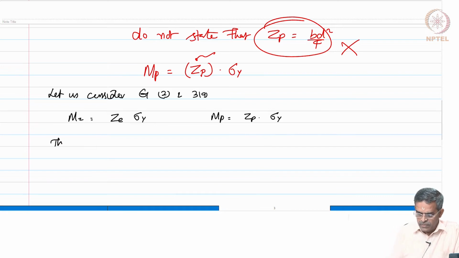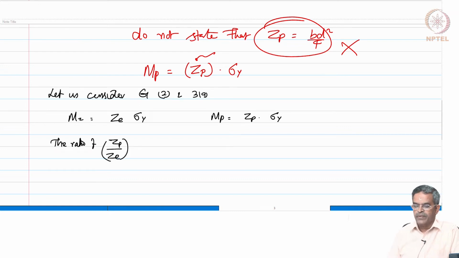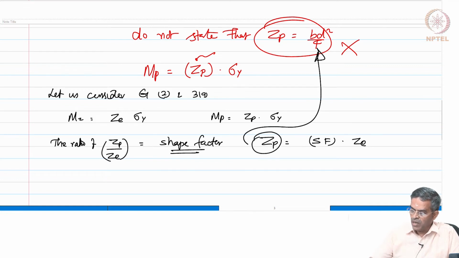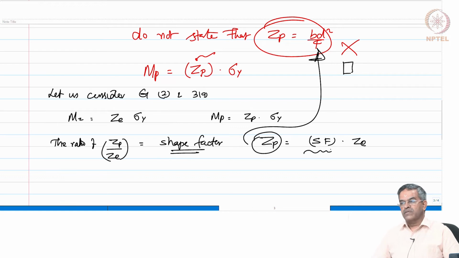The ratio of Zp to Ze is called shape factor. On the other hand, I would say Zp is shape factor multiplied by Ze. That is why I said let us not remember Zp as bd square by 4 for a rectangular section. So, our job is to now find out the shape factor for various cross sections.